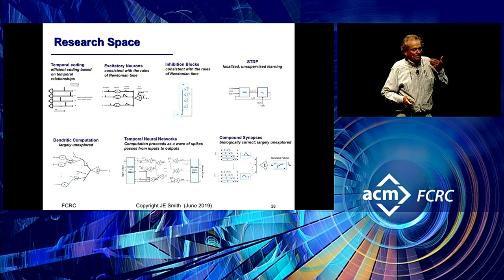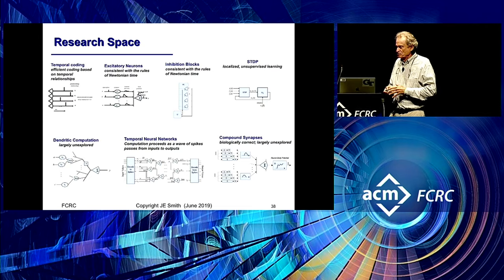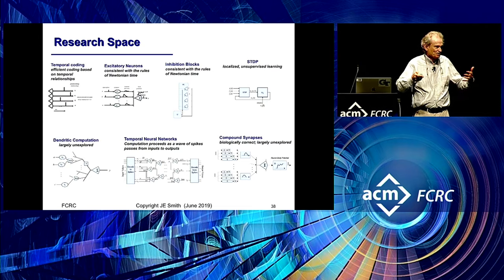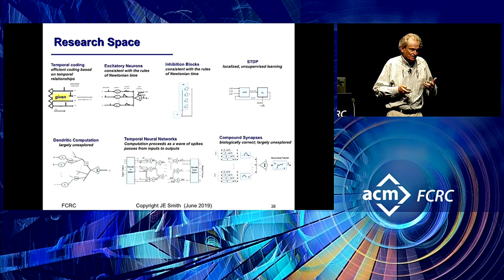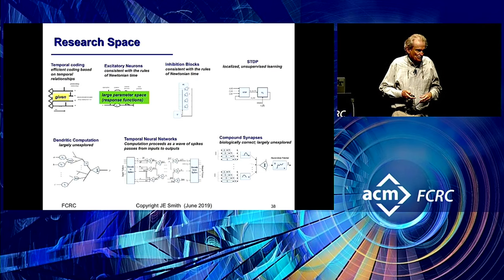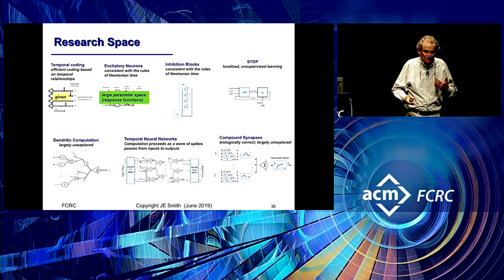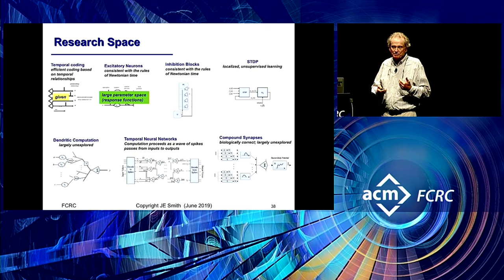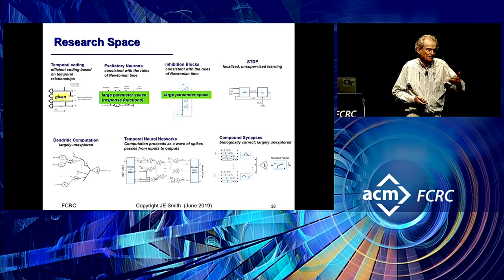Okay, so if we briefly want to look at the research space, if you want to see how much there is to do: the temporal coding thing, I'm saying that's kind of given, either that method or something like it. The excitatory neurons, well, there's a large parameter space. You can look at different response functions. Something worth looking at is maybe some sublinear summation. I think that may have some promise.